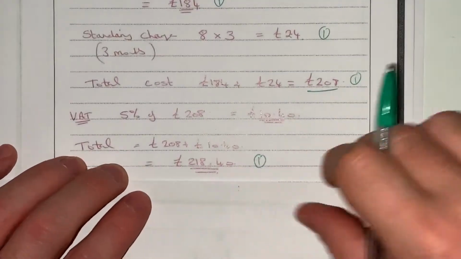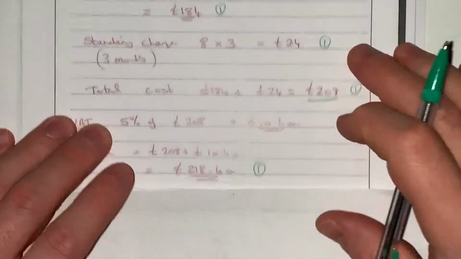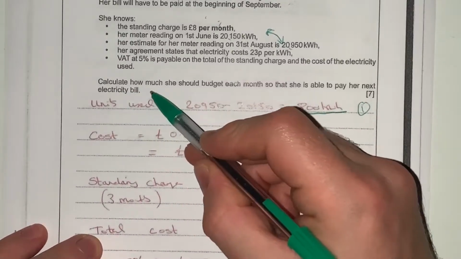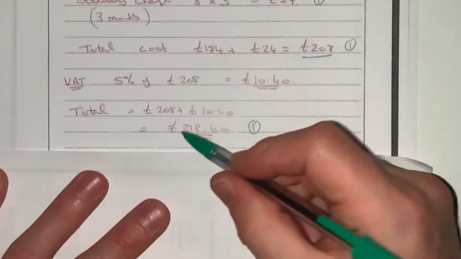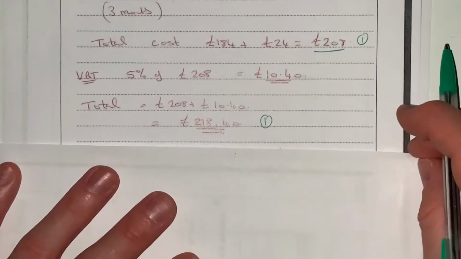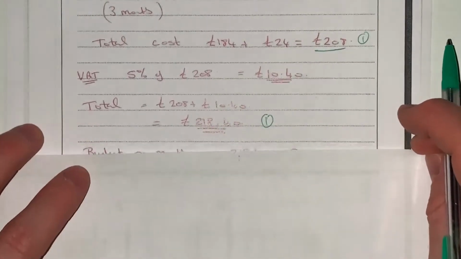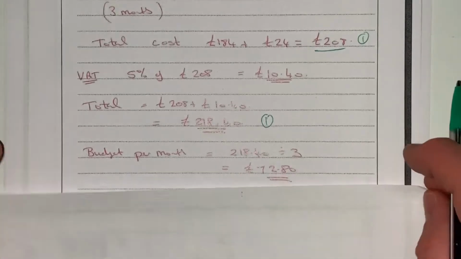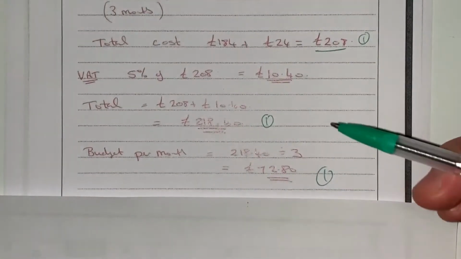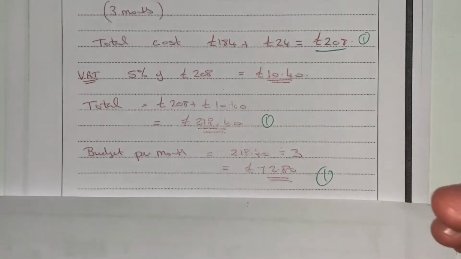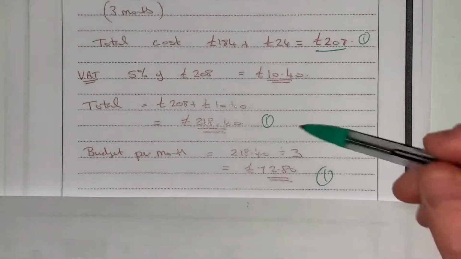Okay. Now we've got to actually finish the question off because it says calculate how much she should budget each month. Well, we know there's 3 months and we know the cost here has got to be 218.4. So to find out how much you should budget each month is divide what you're going to pay by 3. If I divide that by 3, that's going to give me my answer of £72.80. That would cover the 3 months bill if you save that each month.